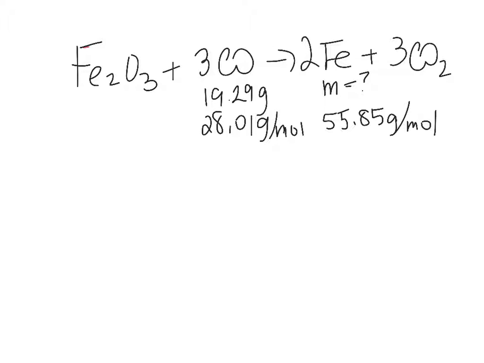Is there a g with an Fe? No. Not with the 2 Fe. That has no g. You've got to have the g. It's not with 2 Fe, but it's with carbon monoxide, 19. But that's grams of carbon monoxide. I'm looking specifically for grams of Fe.